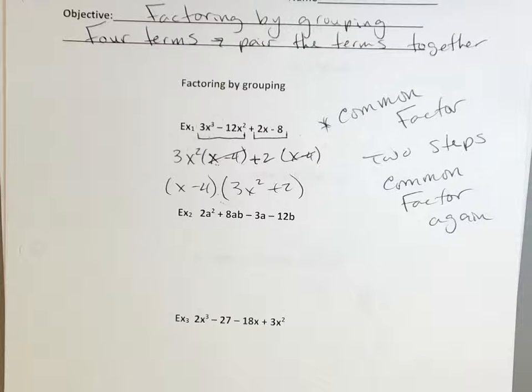But it has to have 4 terms. That makes sense? Because 4 terms and you can pair them up. We've been doing trinomials. This is a polynomial. 4 terms, you pair them up. So let's look at number 2.